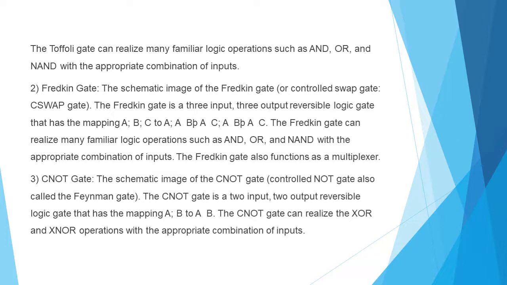CNOT gate. The schematic image of the CNOT gate. The CNOT gate is a 2-input, 2-output reversible logic gate that has the mapping A, B to A, A XOR B. The CNOT gate can realize the XOR and XNOR operations with the appropriate combination of inputs.